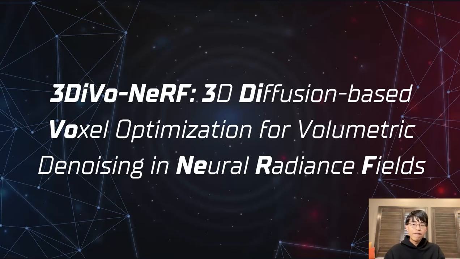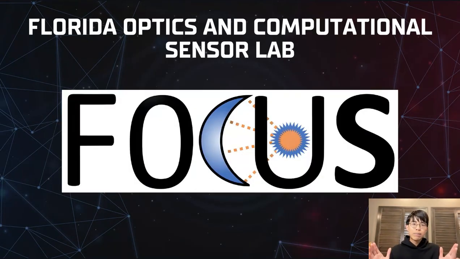My project at UF was 3D VoNeRF, 3D diffusion-based voxel optimization for volumetric denoising in neural radiance fields. It's quite a mouthful, but I promise I'll break everything down. Firstly though, I usually don't talk about this in a presentation, but I wanted to reiterate again that I worked in the Florida Optics and Computational Sensor Lab, or the FOCUS Lab, while at UF. I had a wonderful time there.